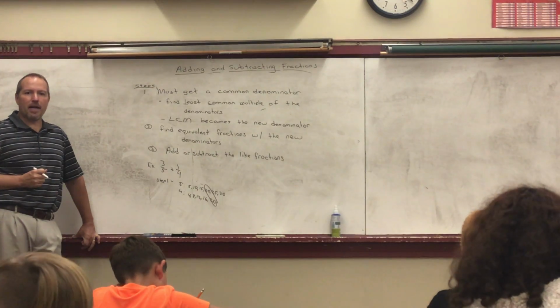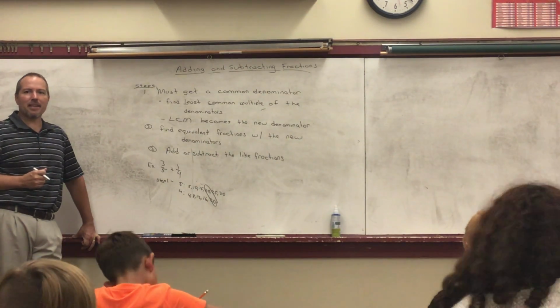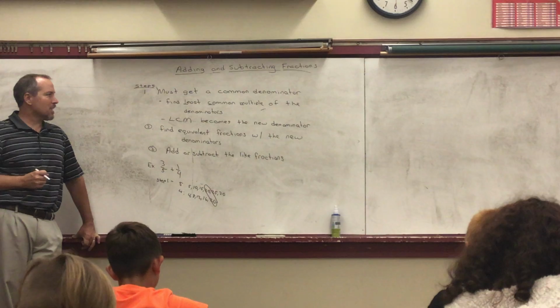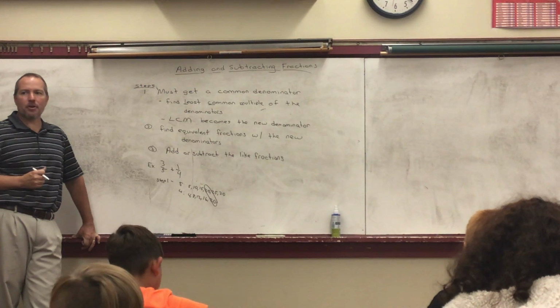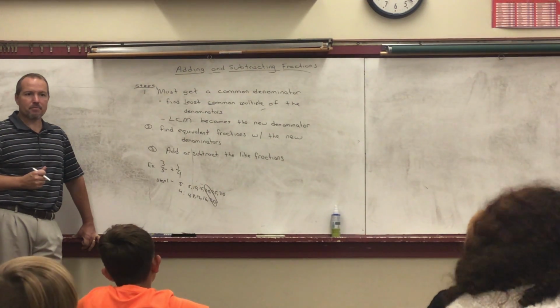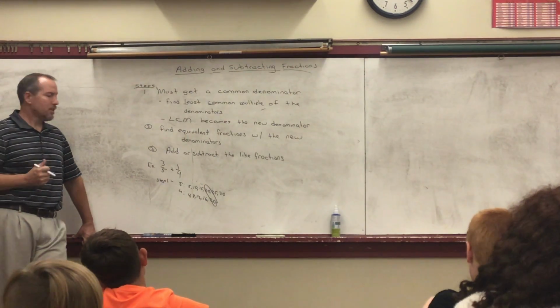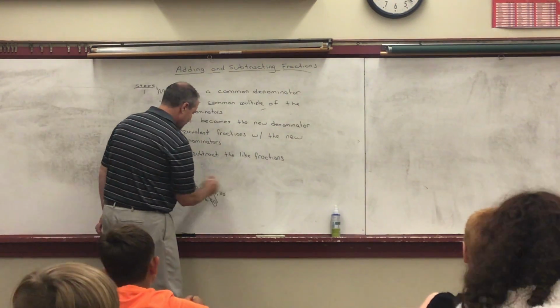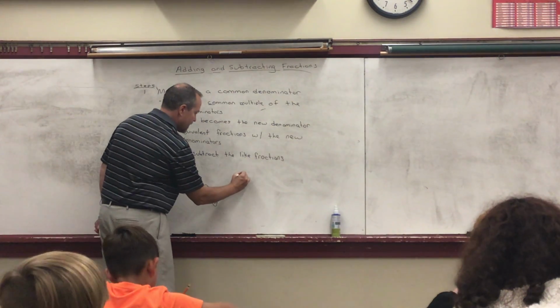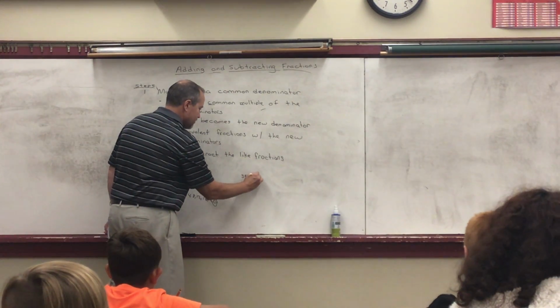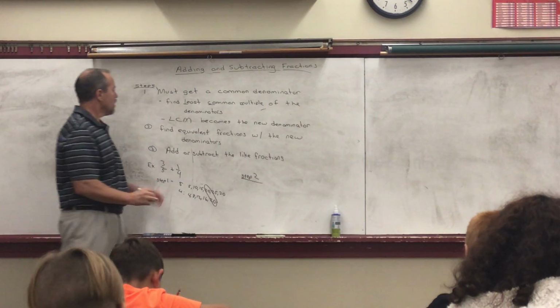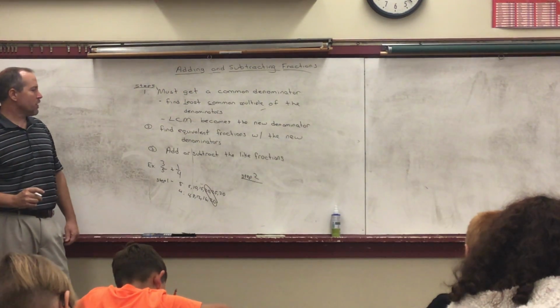So now that's step 1. We have found the least common multiple. That least common multiple is going to become our new denominator. Step 2. Find equivalent fractions with the new denominator.